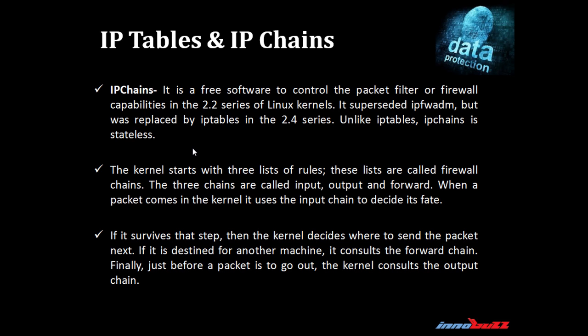When a packet comes in, the kernel uses the input chain to decide its fate. If it survives that step, then the kernel decides where to next send the packet. If it is destined for another machine, it consults the forward chain. Finally, just before a packet is to go out, the kernel consults the output chain and forwards the packet accordingly.